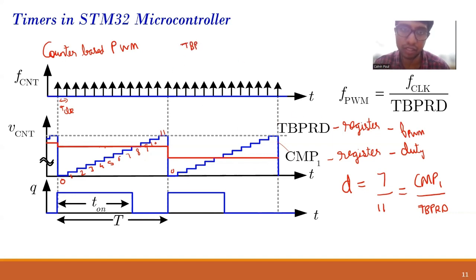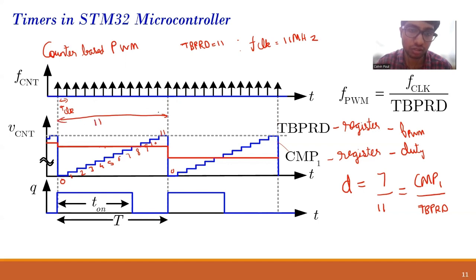My TBPRD is 11. Assume my F clock was, say, let us take this figure for simplicity, 11 megahertz. So this comes at a frequency of 11 megahertz, and after a total of 11 such clocks, it is again reset. So my PWM frequency is F clock upon TBPRD. That will be 11 megahertz divided by 11, so it will become 1 megahertz.